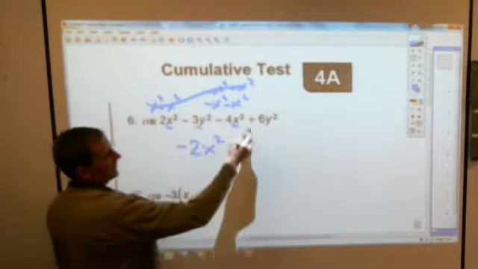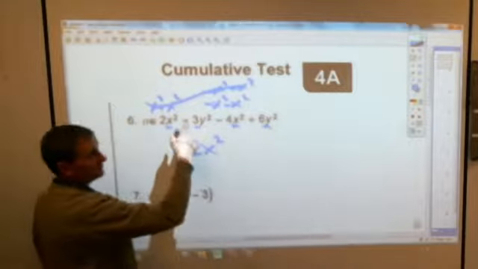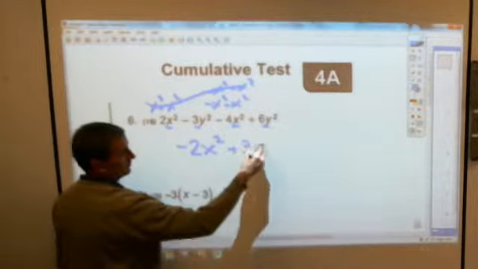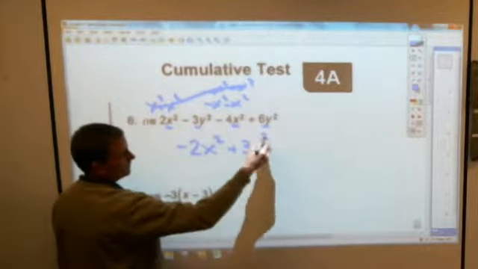And then here I have y squareds. I have 6 y squareds, and I'm taking 3 of them away. That leaves me with 3 y squared. Does that help? Yes.